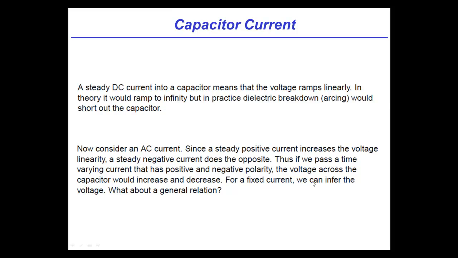For a fixed current, we can definitely infer the voltage. We want to leave it up to you. We're going to come back to this and work it out, but it's a good exercise at this point, before we do it more formally, to think about what would happen to the voltage if the current was a sine wave. What do you think the voltage is going to look like? It's a nice little intuitive jump. We will look at that in the future, but now's a good time to stop.